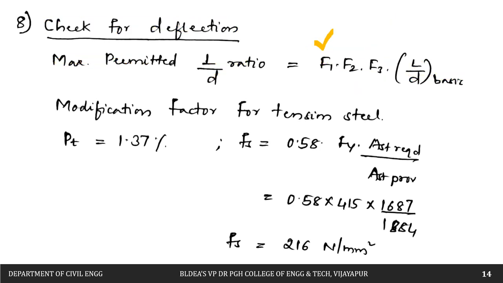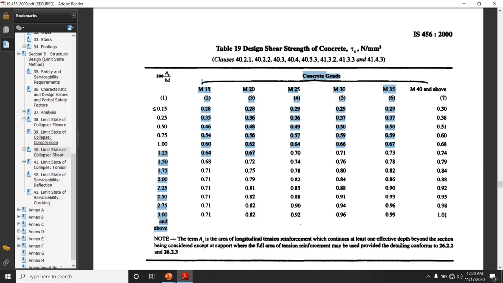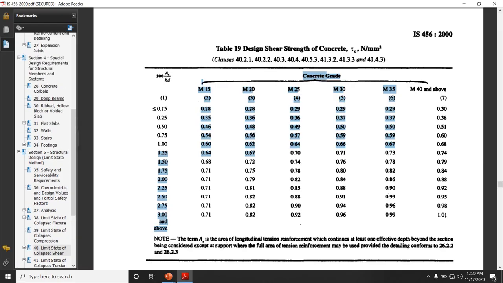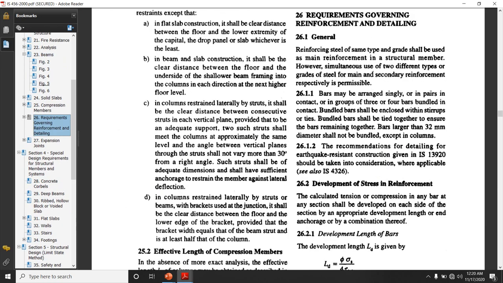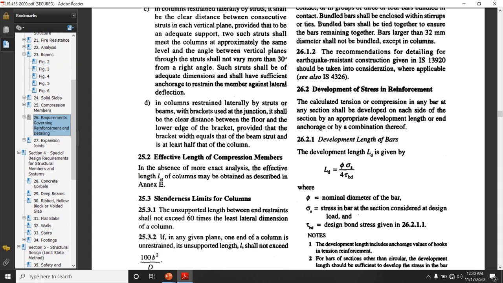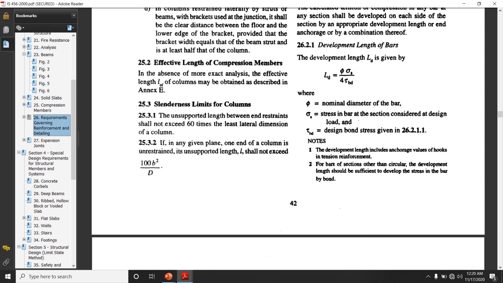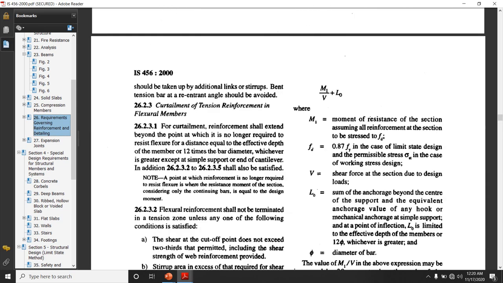Then next, let us try to calculate the value of F1. If you want to calculate the modification factor for tension steel, it is based on this percentage of steel and this fs value. So percentage of steel is equal to 1.37, already we have calculated. Then next, this fs also we have already seen. So let me show you that.